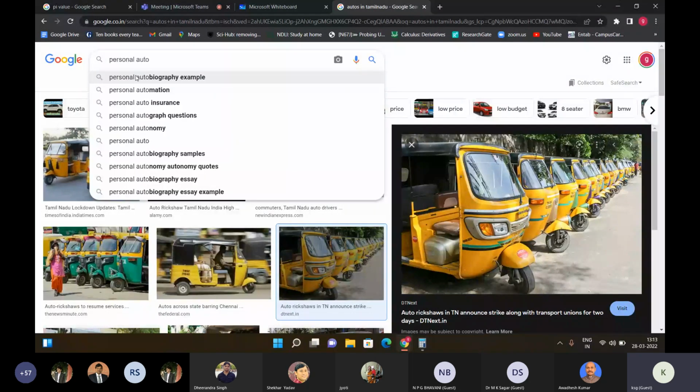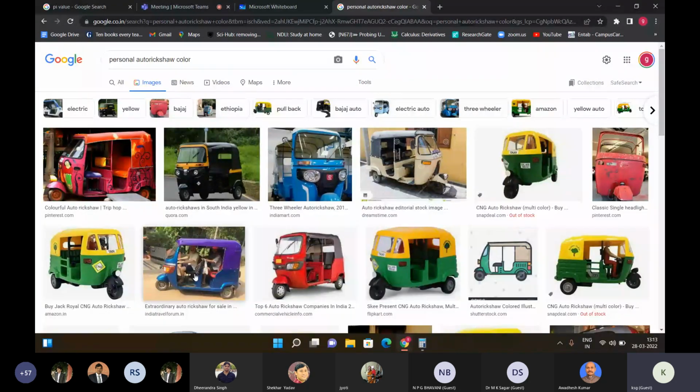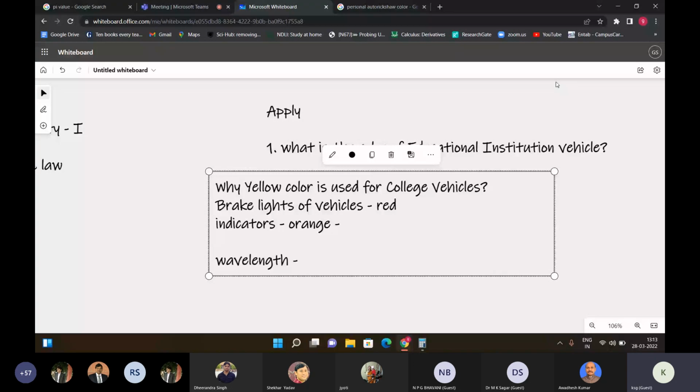When you look at the personal auto rickshaw color, it need not be yellow, but it can be different colors. You see, some blue color is there, some red color is there, some fancy colors you can use, because those vehicles are not meant for hiring purpose.